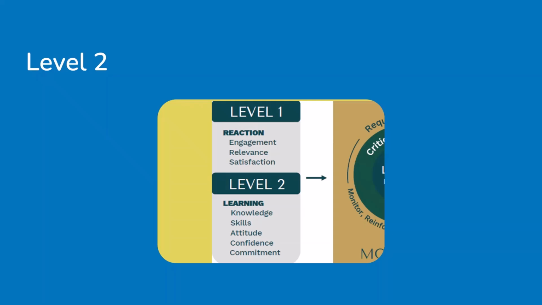Now, level 1 is keeping the training intervention engaging, keeping it relevant because adults want to spend their time wisely and they want what they're learning to be relevant, and that they find it satisfying. And that wraps up our 4 levels of Kirkpatrick.